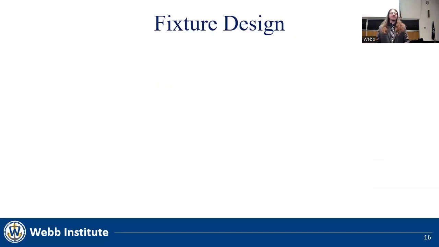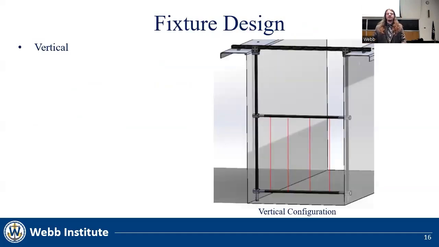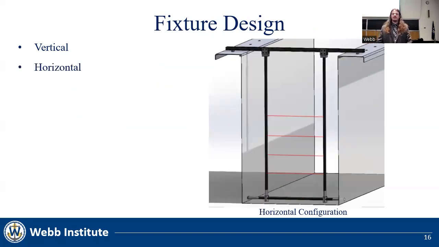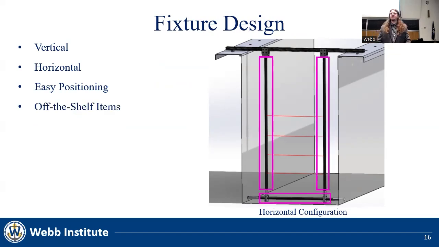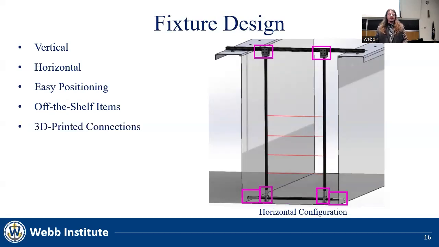In regards to the fixture design, it boasts a vertical orientation where, in the figure to the right, the wires can be seen in red. Additionally, it has a horizontal orientation where the wires can once again be seen in red. It allows for the easy positioning and changing in the length of wires, and utilizes off-the-shelf items such as carbon fiber airfoil tubes meant to disturb the flow as little as possible, and 80/20 aluminum extrusions. Lastly, I relied on 3D printed connections for their versatility and low cost.